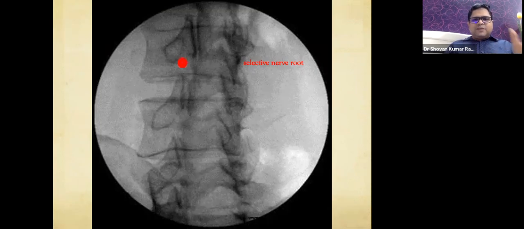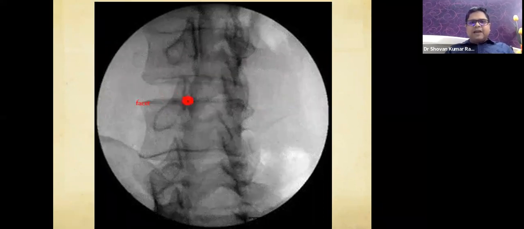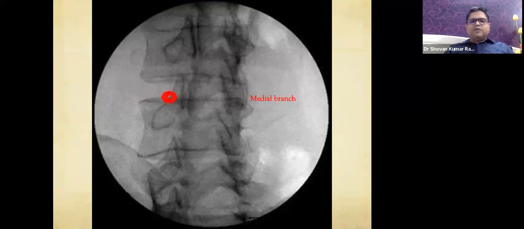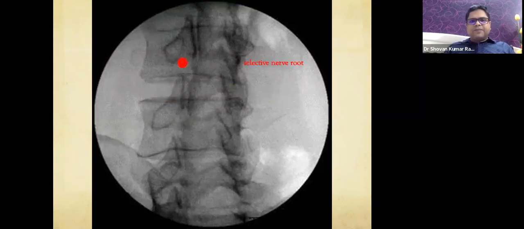Okay, so this much is the basics of lumbar spine. If anybody has any doubt on the fluoroanatomy, I think everything is clear in this. This is the image that we have to see. This is the facet joint. This is the position for the medial branch block. This is if you want to enter into the disc. This is if you want to enter into the foramen or selective nerve root block. These are the positions which are required.